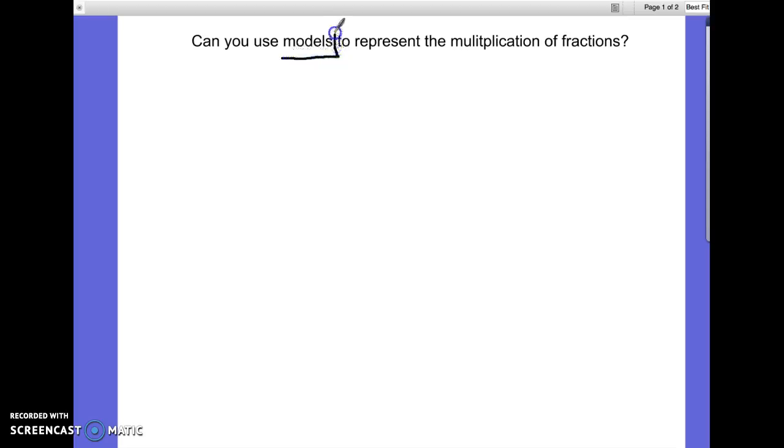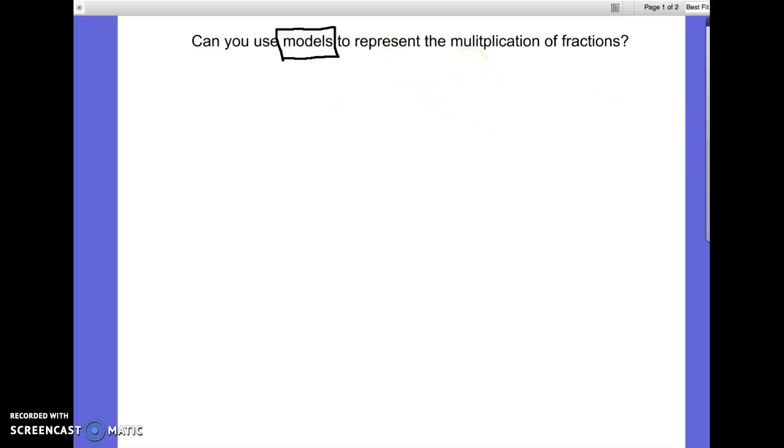Now, the key word here is models. We use models in mathematics to really represent what it is that we are talking about. I think models help us to understand math a little bit more deeply and really help us to understand why things work the way they work. So we're going to be doing that when representing multiplication.